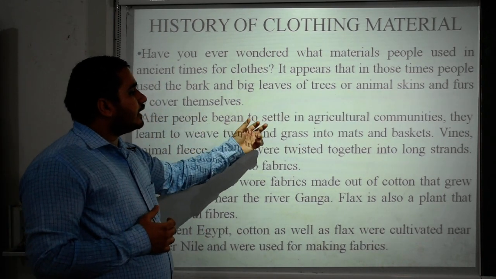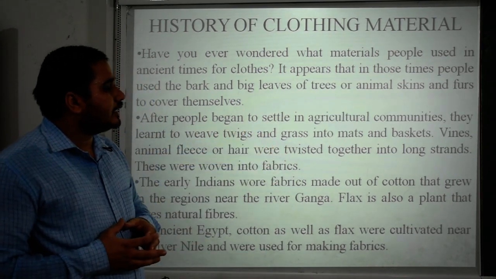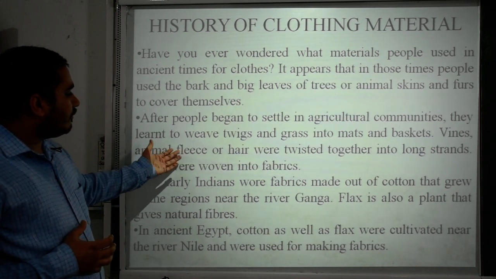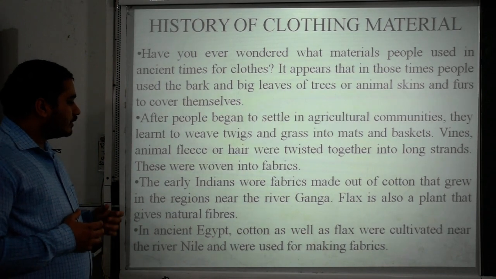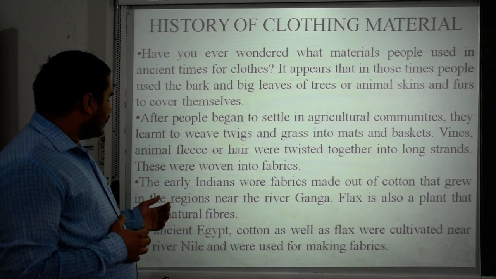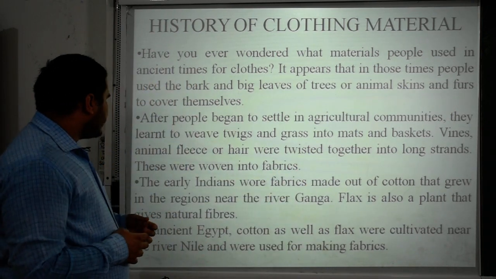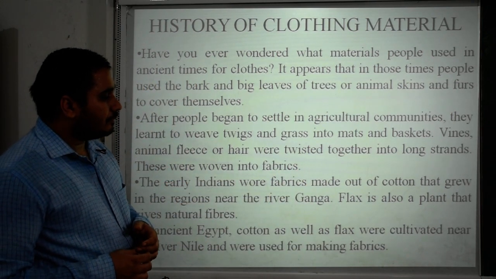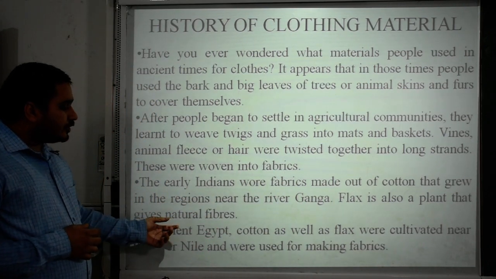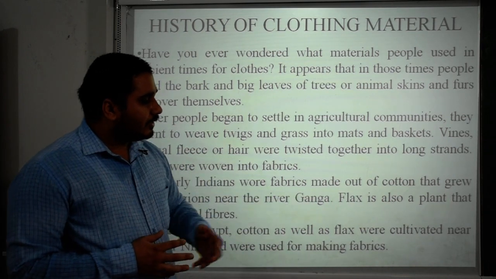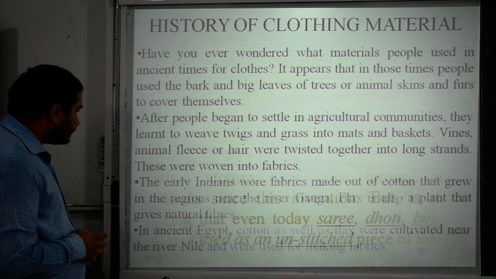After people began to settle in agricultural communities, they learned to weave twigs and grass into mats and baskets. Vines, animal fleece or hair were twisted together into long strands. These were woven into fabrics. The early Indians wore fabric made out of cotton that grew in the regions near the river Ganga. Flax is also a plant that gives natural fiber. In ancient Egypt, cotton as well as flax were cultivated near the river Nile and were used for making fabrics.